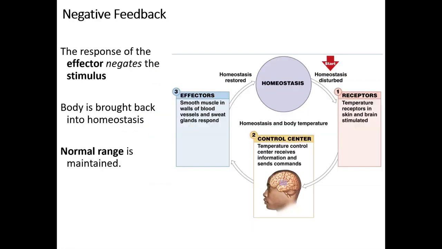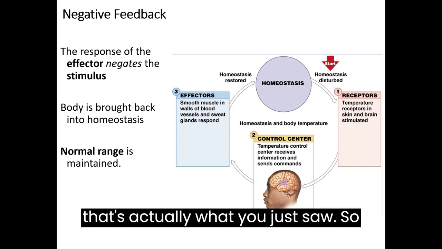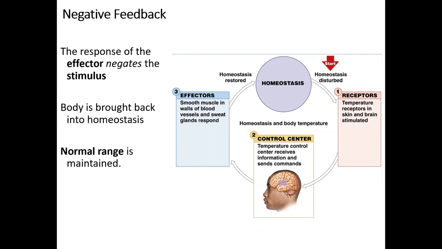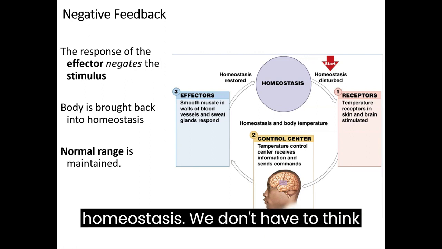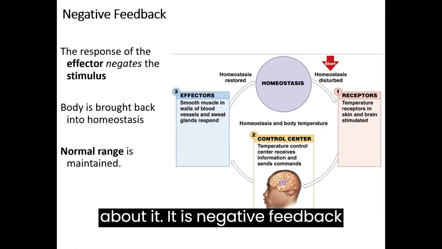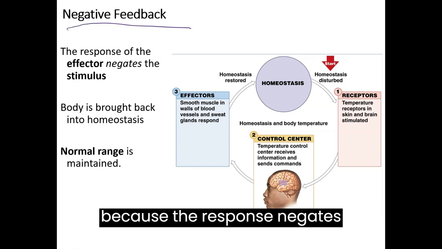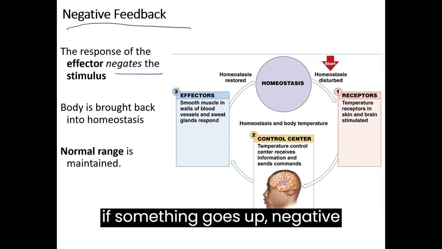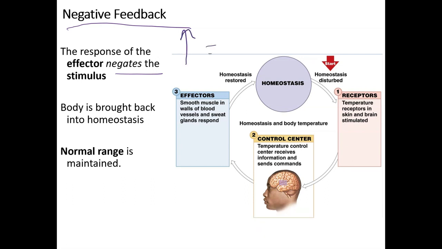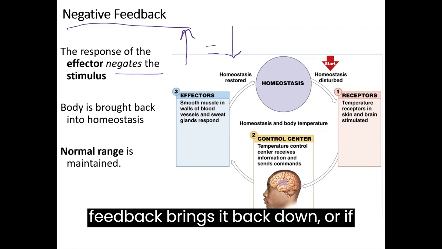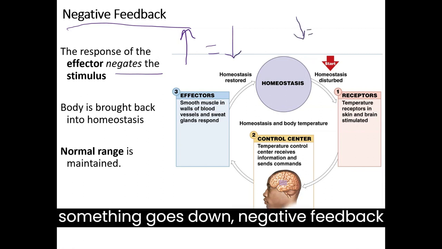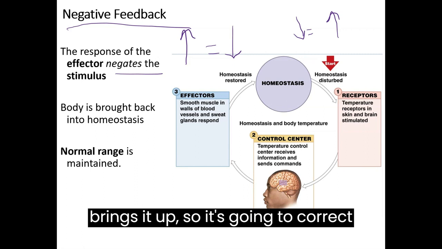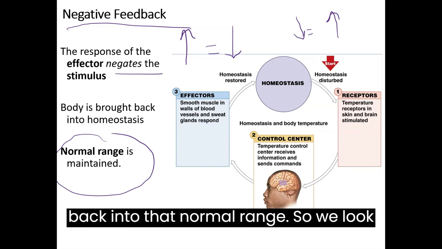Now, what we often use is called a negative feedback loop, and that's actually what you just saw. Most of our automatic responses, we automatically maintain homeostasis. We don't have to think about it. It is negative feedback because the response negates or does the opposite of the stimulus. So if something goes up, negative feedback brings it back down. Or if something goes down, negative feedback brings it up. So it's going to correct it, bring it back into homeostasis or back into that normal range.